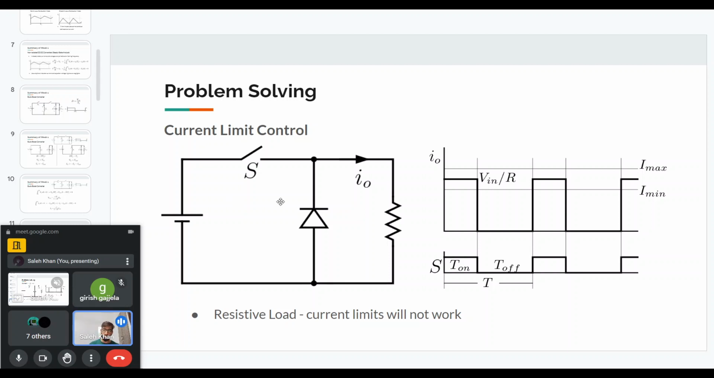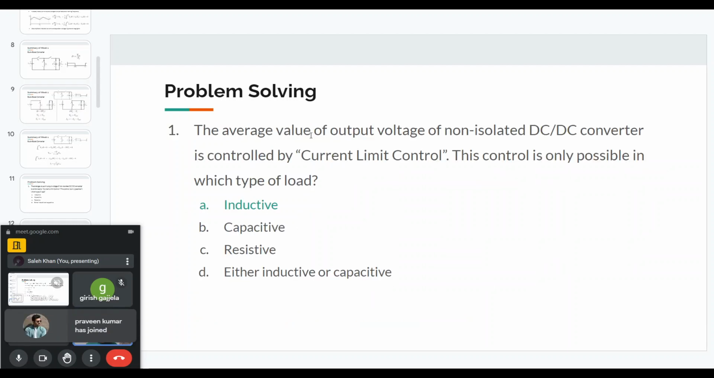Similarly, you can try on your own to see what will happen for a capacitive load, because the capacitor voltage cannot rise or fall suddenly, but the capacitor current can rise or fall suddenly. So that is why we will again not be able to use the current limit control. So the answer to this question is that the current limit control strategy can only be used for an inductive type of load. So I hope that is clear. If anybody has any doubts or questions, you can write in the chat.